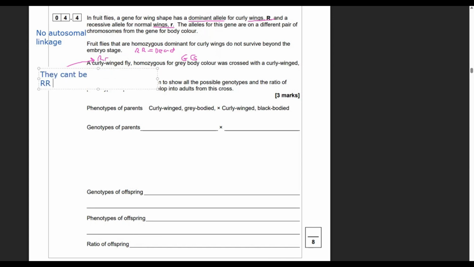So it wouldn't live past the embryo, so you can't breed with it because it's going to be dead. It doesn't grow to be a baby or any stage of a fly's life. Then we have a curly winged black body fly. So we know the curly winged is the capital R is dominant, but it mustn't be homozygous, otherwise it's dead. So big R, little r for the curly winged. And the black body fly is going to be lowercase g, lowercase g. It's going to be homozygous recessive for the body color.